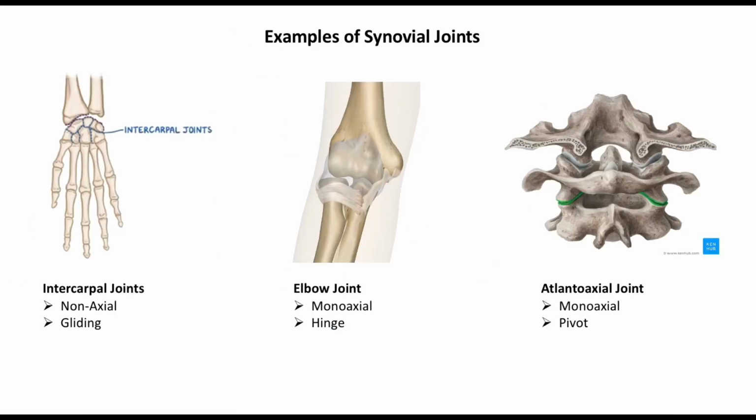Now we will look at some real examples of synovial joints. On the left side, we have the intercarpal joints. These joints are non-axial and have a gliding shape. In the middle, we have the elbow joint. This is a monoaxial joint with a hinge shape. On the right, we have the atlantoaxial joint, which is monoaxial with a pivot shape.